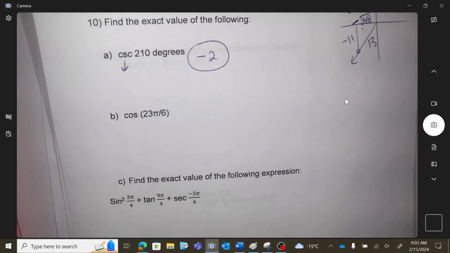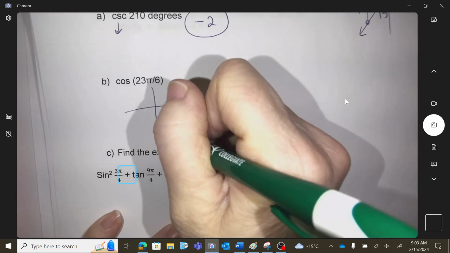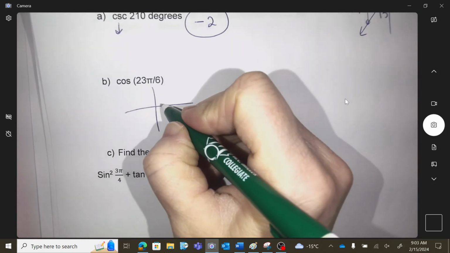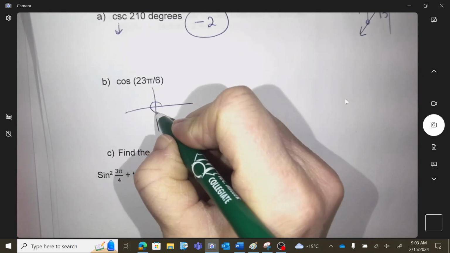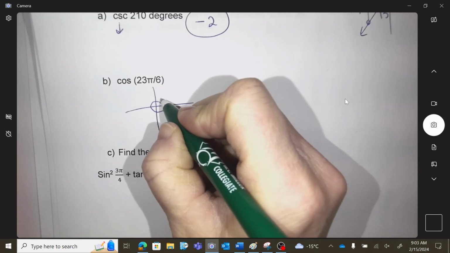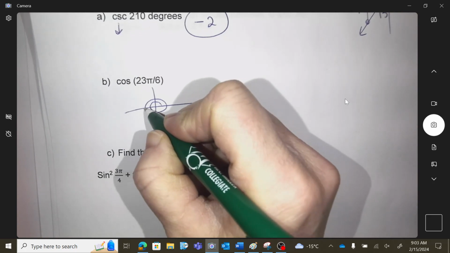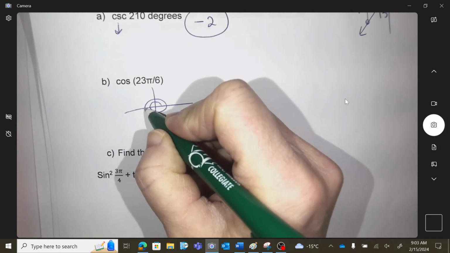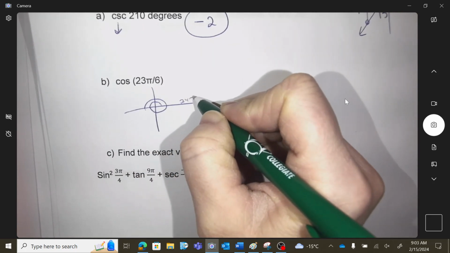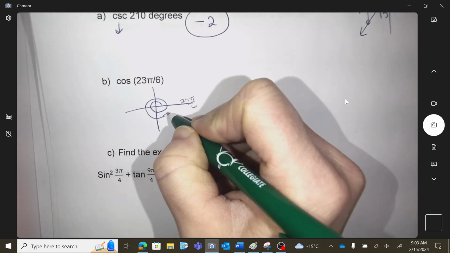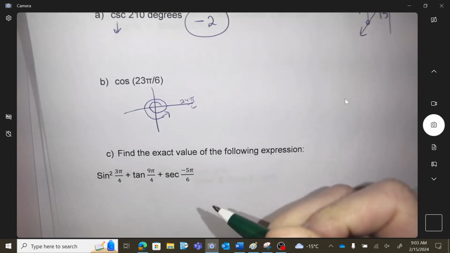Okay, 23 pi over 6. Oh boy, we're going to land where? You're going to have to rotate a few times here. 6 over 6, 12 over 6, 3 pi's would be 18 over 6. 4's would be 24 over 6, right? So we're in this quadrant. We're not quite there.